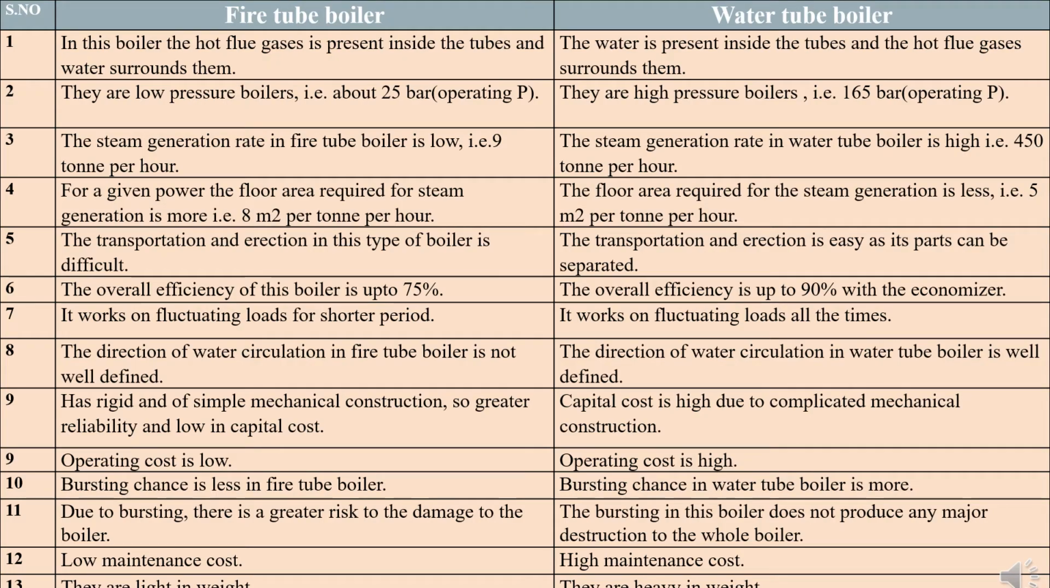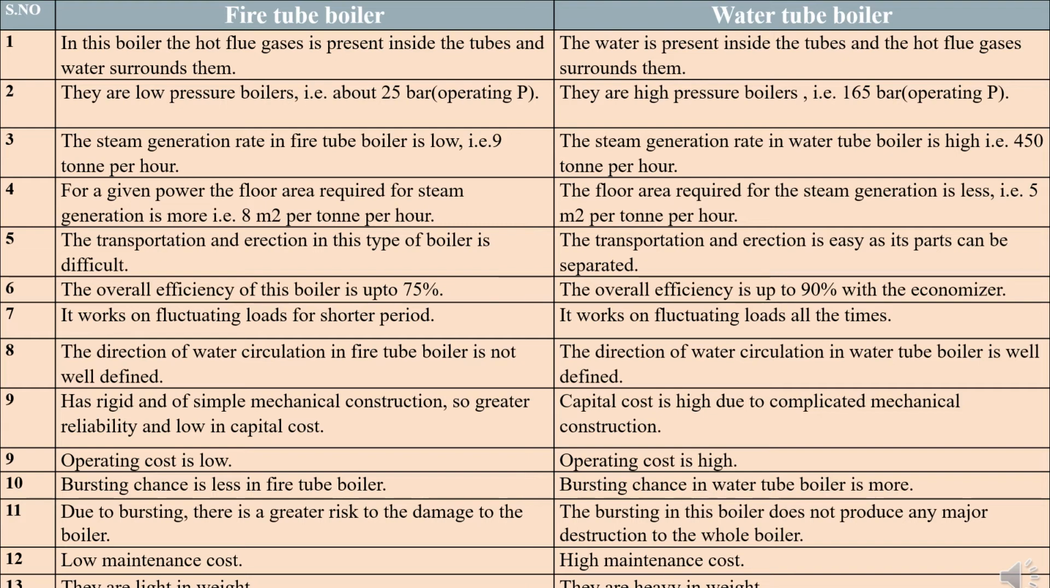Now, we are going to discuss a few important differences between fire tube and water tube boilers. As discussed earlier, in a fire tube boiler, the hot flue gases are present inside the tubes and water surrounds them. Whereas, in a water tube boiler, water is present inside the tubes and hot flue gases surround them. Fire tube boilers are generally used for low pressure applications since the operating pressure is around 25 bar, whereas water tube boilers can be used for any application.